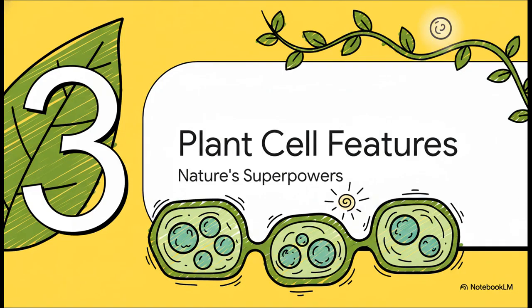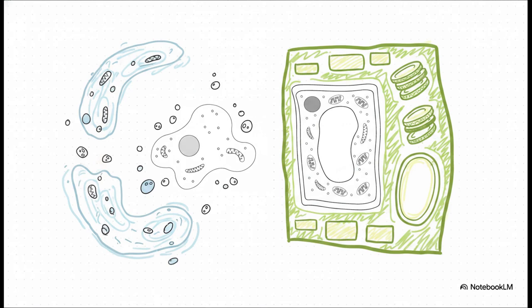Section 3. Unique plant cell features, nature's superpowers. Now, what's really interesting about this is that while plant cells and animal cells are both eukaryotic, plants have evolved some absolutely astonishing unique features.